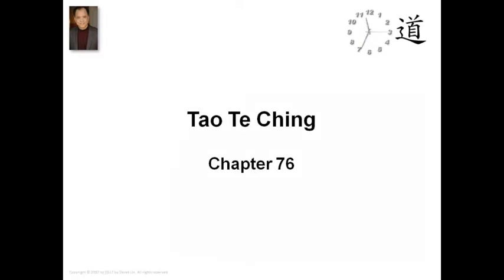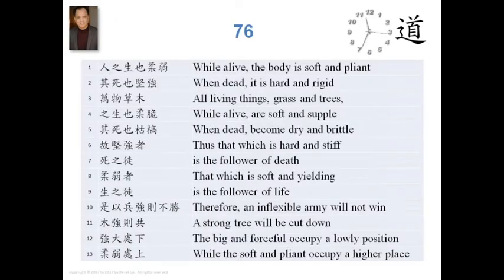So, as usual, let me go ahead and read it from beginning to end. 76. While alive, the body is soft and pliant. When dead, it is hard and rigid. All living things, grass and trees, while alive, are soft and supple. When dead, they become dry and brittle. Thus, that which is hard and stiff is the follower of death. That which is soft and yielding is the follower of life.